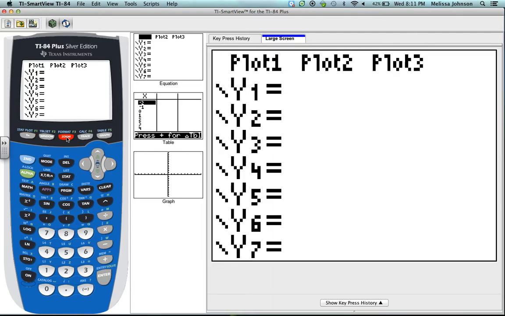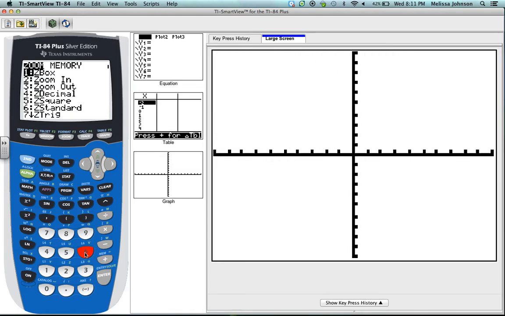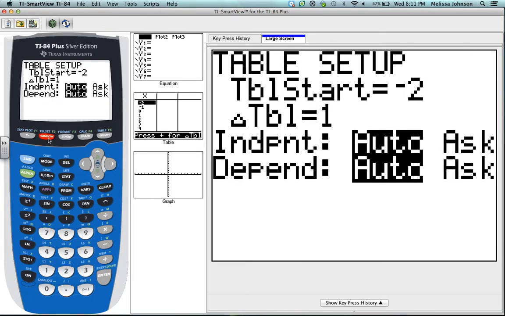Hit zoom 6. Make sure you can get a graph of a blank screen here. And then on the front of the packet, you'll notice that there's a way to set up your table. So if you hit second window, it's going to bring you here. I'm going to start at 0 and 1 here. Anytime your table ever is messed up, come back to this video and this will show you how to reset everything. Okay, so you're going to go to your y equals.